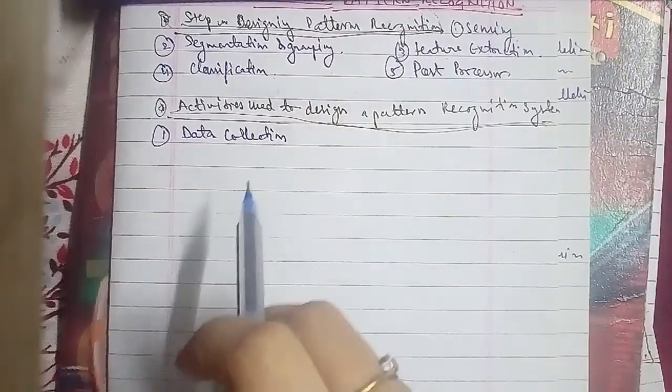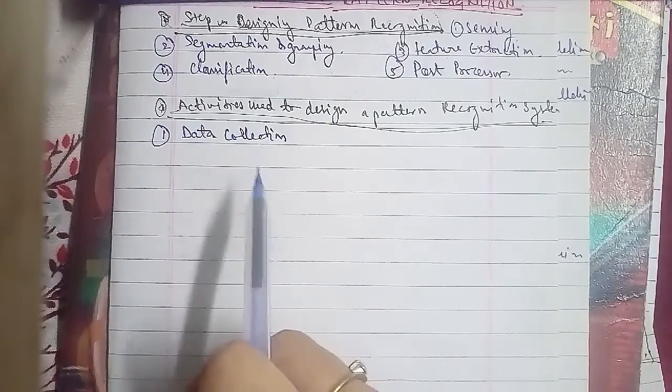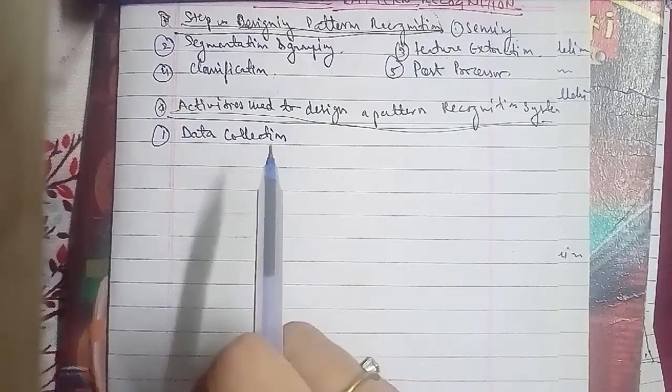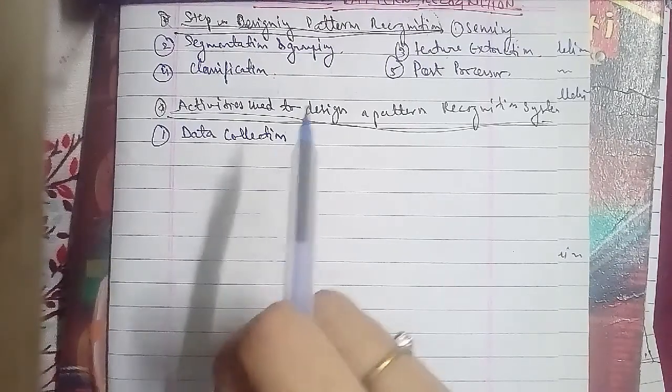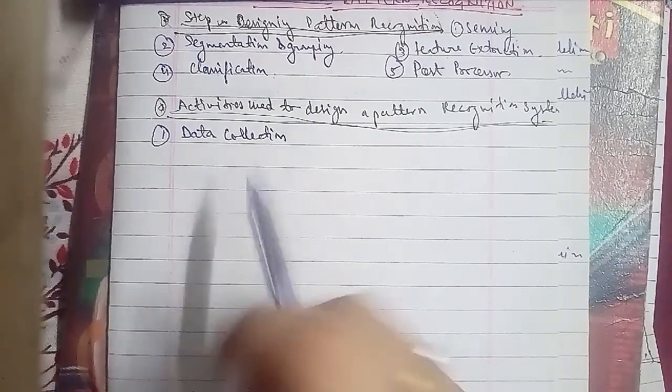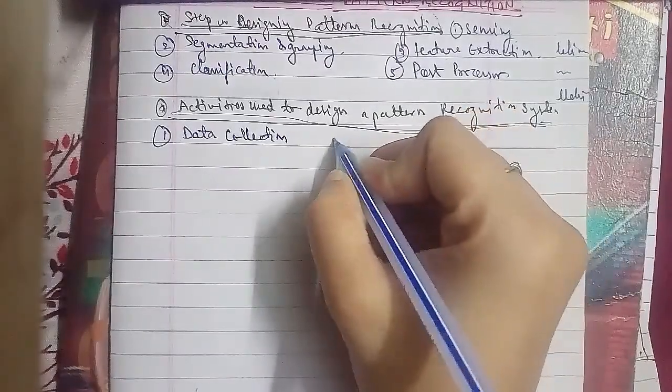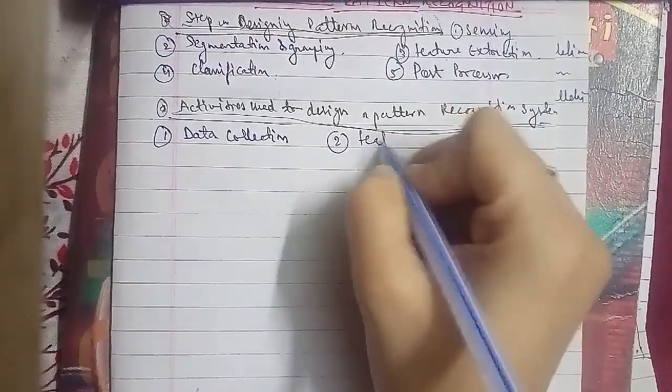In data collection, the data must be collected both to train and to test the system. Data collection can account for a surprisingly large part of the cost of developing a pattern recognition system as well. The second we have is feature choice.